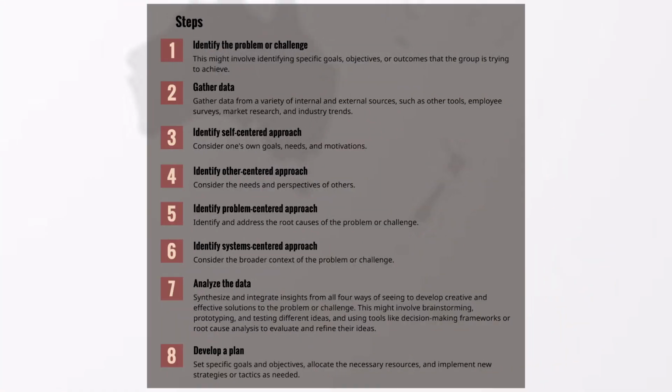So what are the specific steps you can follow to use the 4 ways of seeing tool and analyze problems or challenges? Here is the overview. Step 1. Identify the problem or challenge. This might involve identifying specific goals, objectives, or outcomes that the group is trying to achieve. 2. Gather data. Gather data from a variety of internal and external sources such as other tools, employee surveys, market research, and industry trends. 3. Identify the self-centered approach. Consider your own goals and needs as well as motivations.